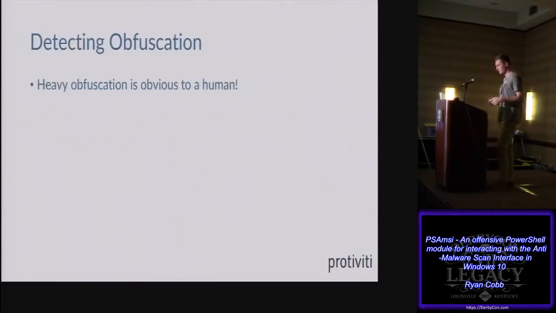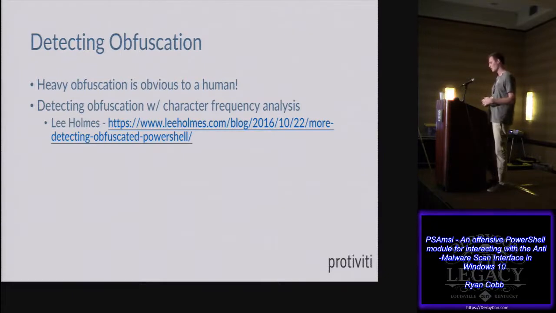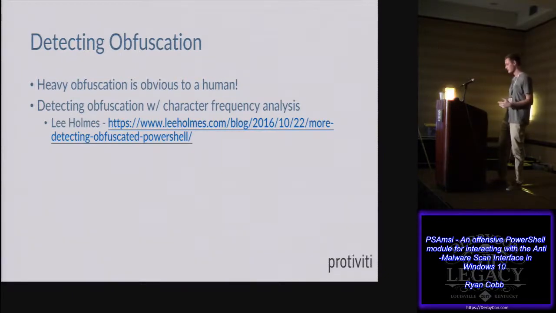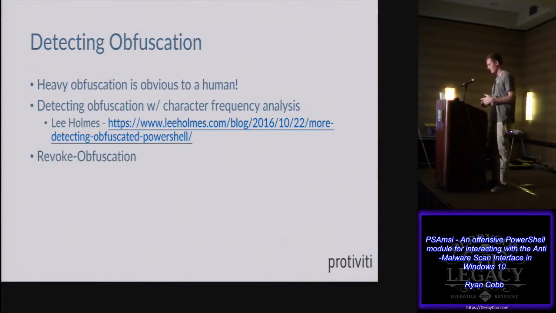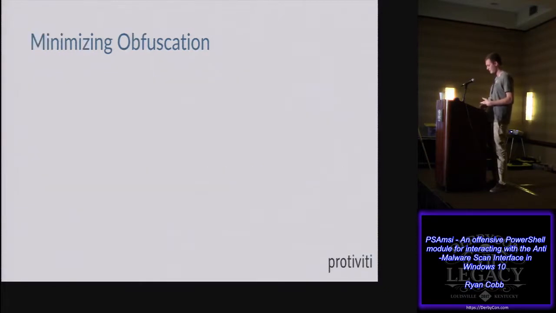So taking a look at an example of that script that we saw earlier, if we run it through Invoke-Obfuscation's Token All 1 command, this is an example of some output we might get. If you as a human took a look at that, you would instantly recognize it as obfuscated. You could tell that something just doesn't look right there. So Lee Holmes actually wrote a blog a while back about detecting obfuscation using character frequency analysis.